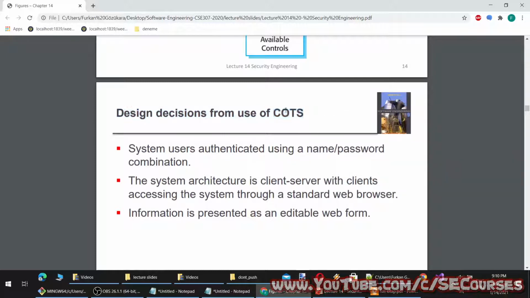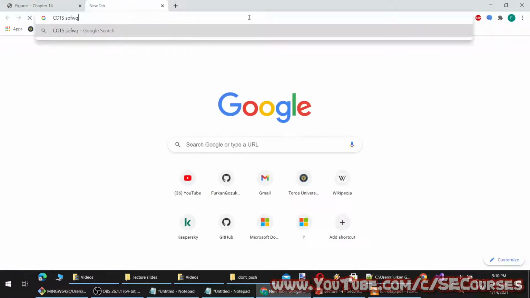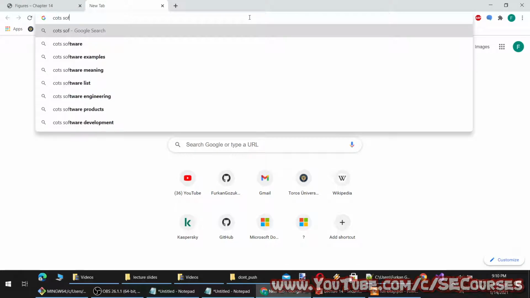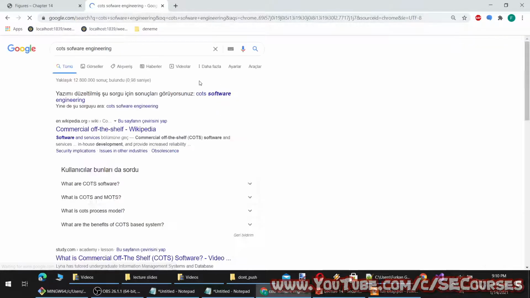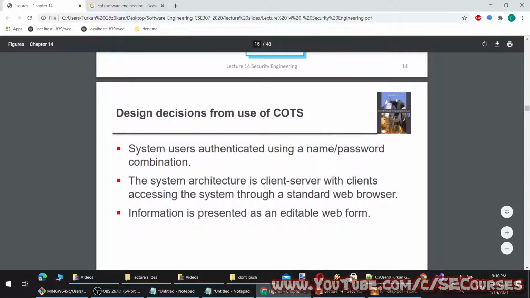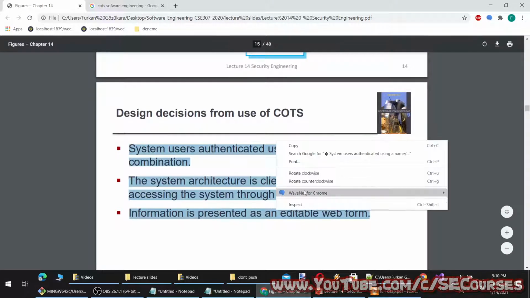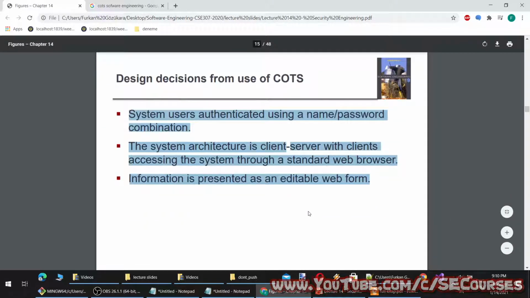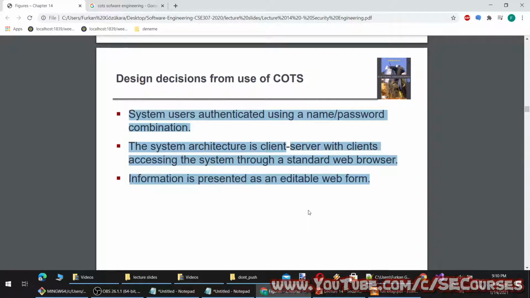Design decisions from use of COTS. Okay, so what is COTS? Commercial off the shelf. It means that you are buying a readily available system. System users are authenticated using a name-password combination. The system architecture is client-server with clients accessing the system through a standard web browser. Information is presented as an editable web form.